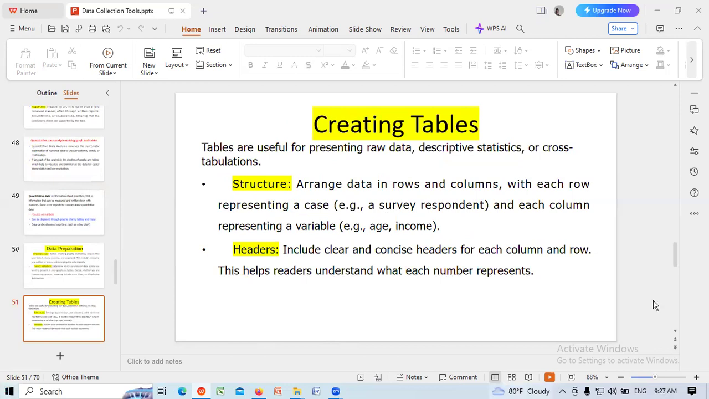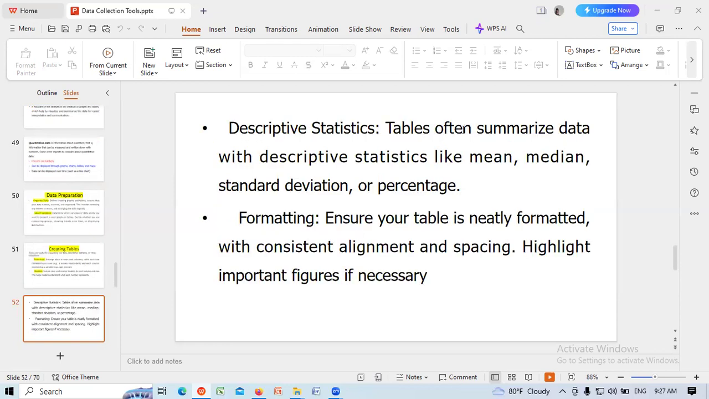Creating tables: tables are useful for presenting raw data, descriptive statistics, or cross-tabulation. Structure by arranging rows and columns, with each row representing a case, such as a survey respondent, and each column presenting a variable such as income. Headers: include clear and concise headers for each column and row. This helps readers understand what each represents. Descriptive statistics tables often summarize data with descriptive statistics like mean, median, standard deviation, or percentage. Formatting: ensure your table is neatly formatted with consistent alignment and spacing, and highlight important figures where necessary.